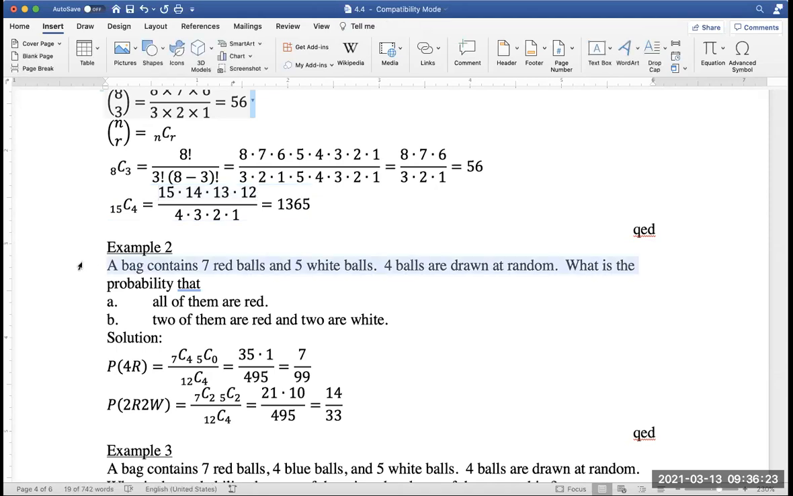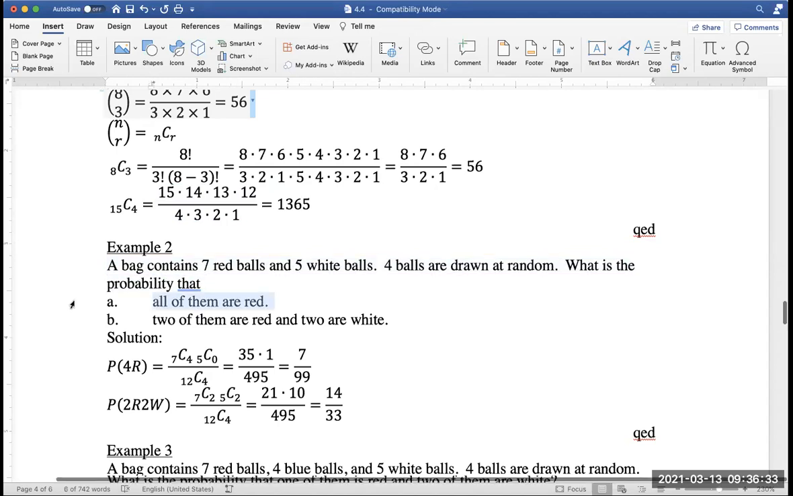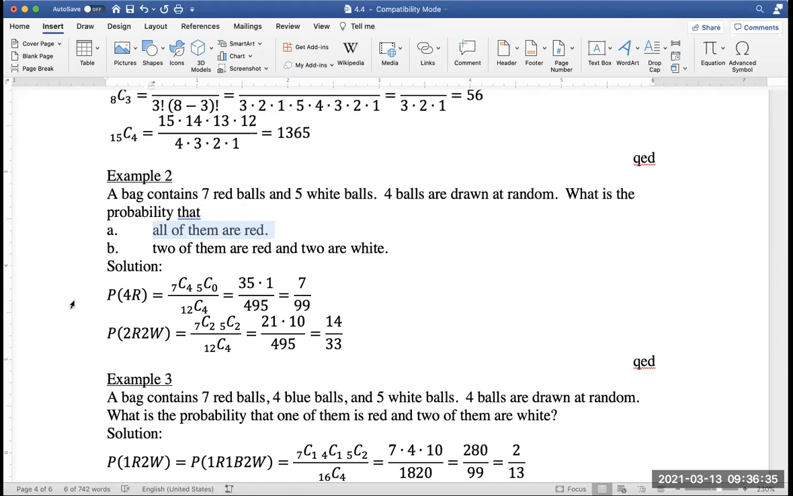A bag contains 7 red balls, 5 white balls. 4 balls are drawn at random. What is the probability that all of them are red? And so let's do this. B, 2 of them are red, 2 of them are white. So first off, let's figure out the denominator first. I have a total of 12 balls.